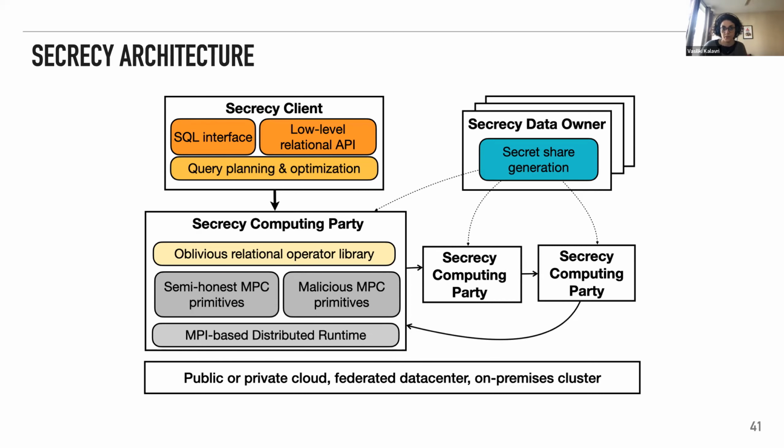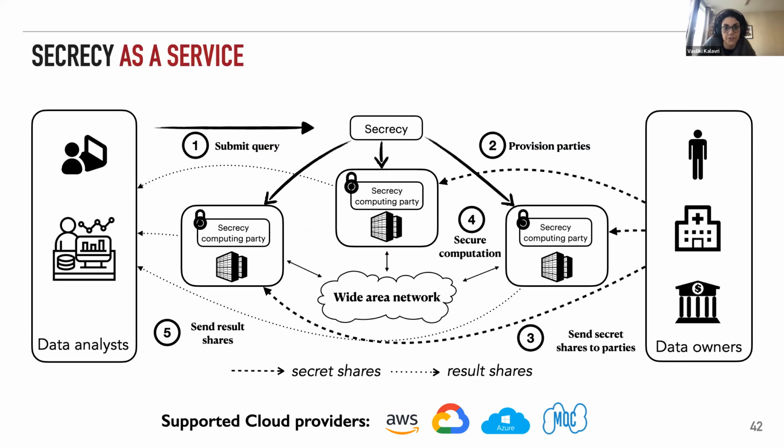The distributed runtime is based on MPI, and you can run Secrecy on any cloud, federated data center, or on-premises cluster. We have actually built an application to run Secrecy as a service on different cloud providers. So we currently support AWS, Google Cloud, Azure, and MOC, which is an open academic cloud here in Massachusetts. And the entire deployment is fully automated.